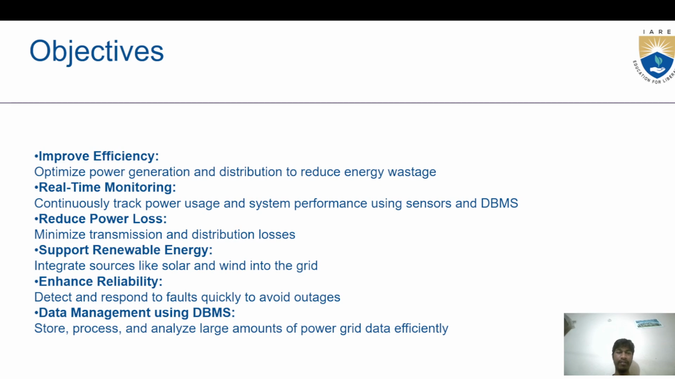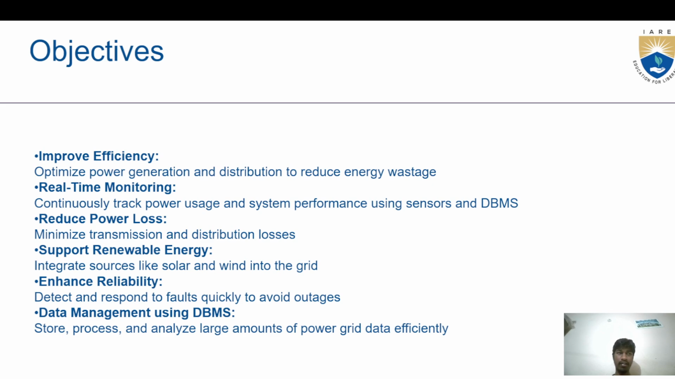Objectives. It improves efficiency, optimizes power generation and distribution to reduce energy waste. In the traditional power grid, sometimes the power that is generated is not received by the consumer, and a lot of energy is wasted through this method. So what the smart grid does is optimize power generation and help the consumer get the electricity in real time. Real-time monitoring.